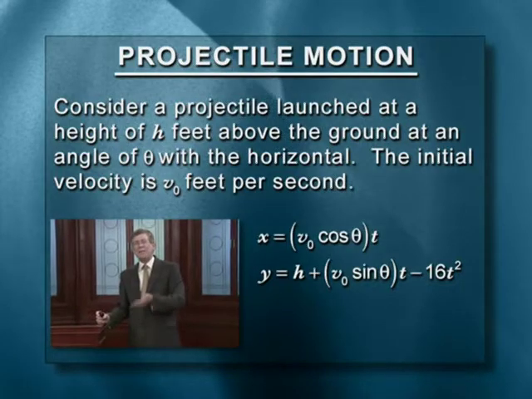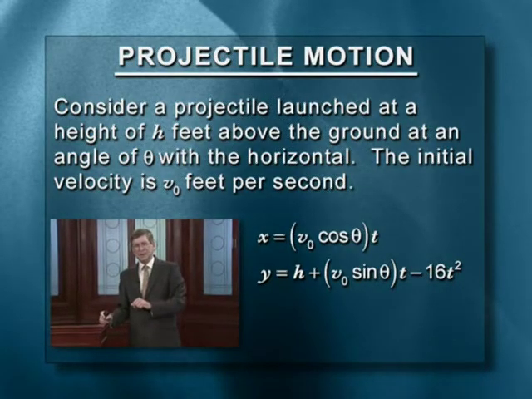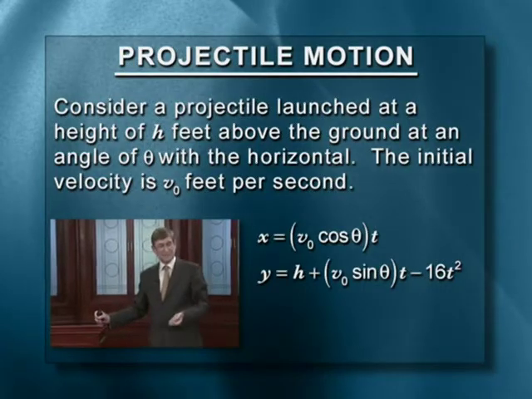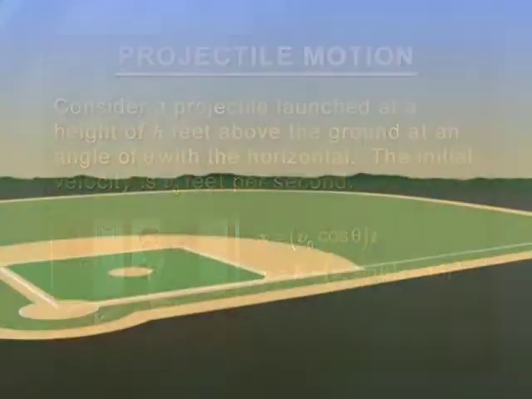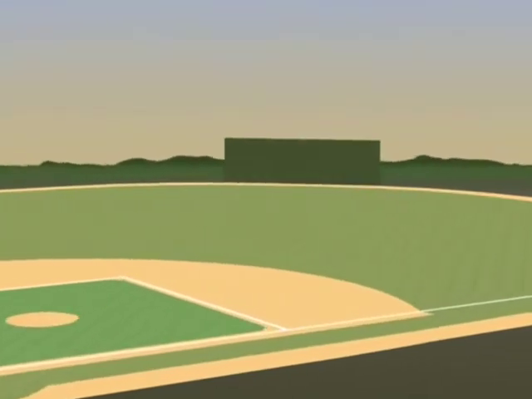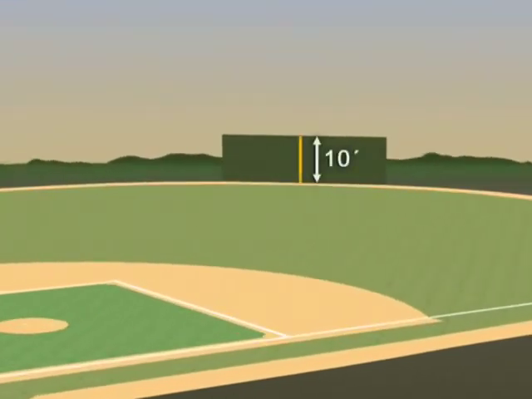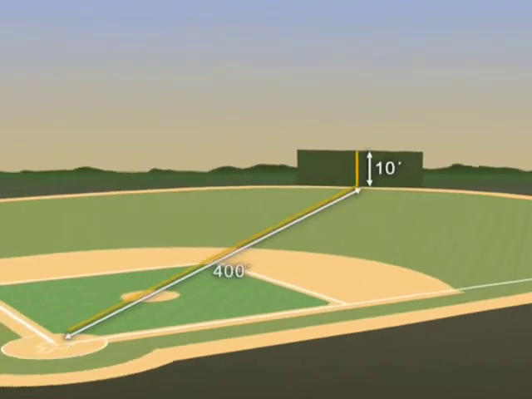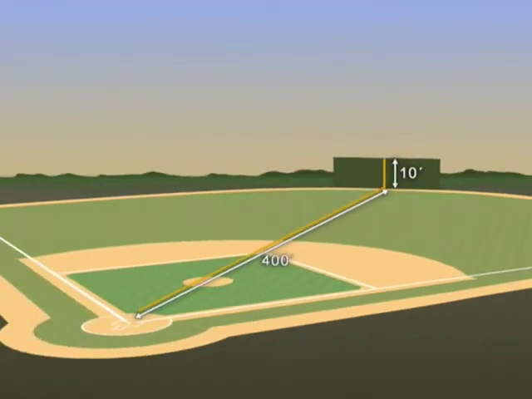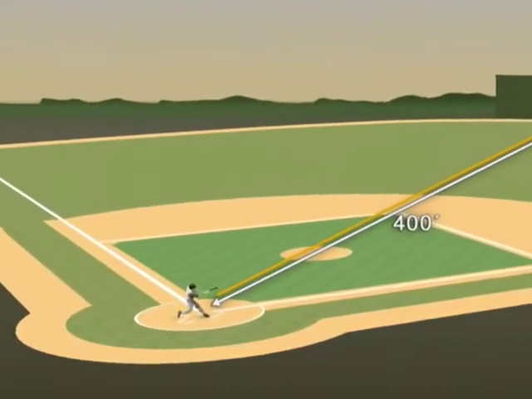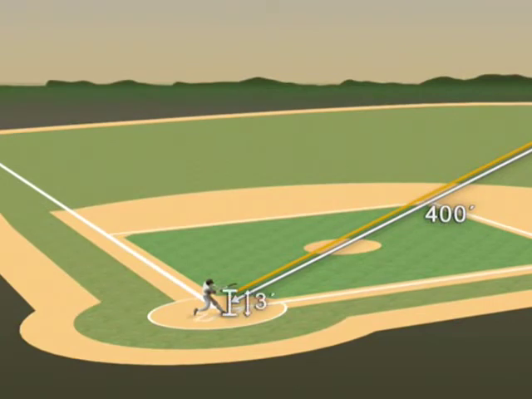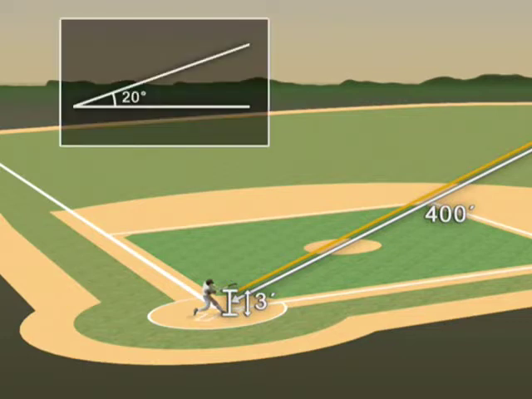How about a particular example of these formulas? We'll use my favorite sport, baseball. Here's the setup. You're in a ballpark, and the center field fence is 10 feet high and 400 feet from home plate. Somebody's hitting a baseball, making contact 3 feet above the ground, at an angle of 20 degrees above the horizontal.